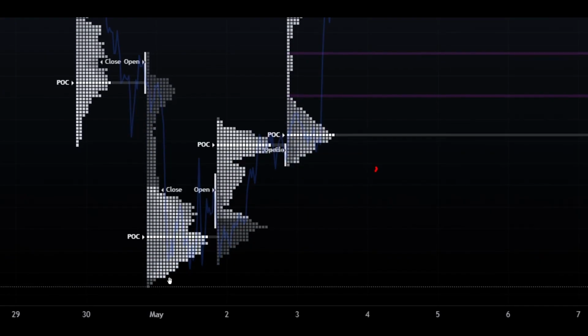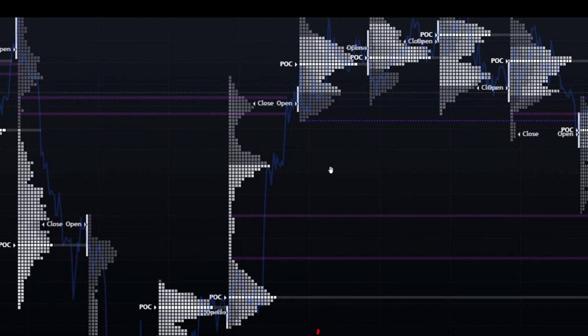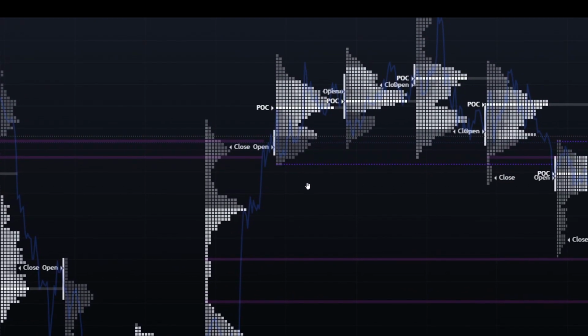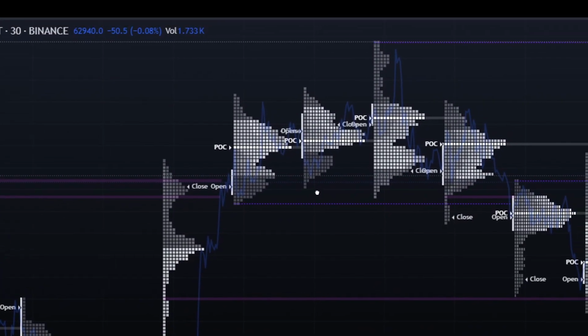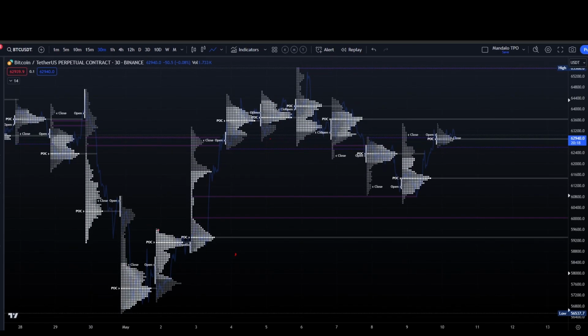So like here, poor high, traded through it, and a pretty expansive move. And really that represented about $5,000 from this level.